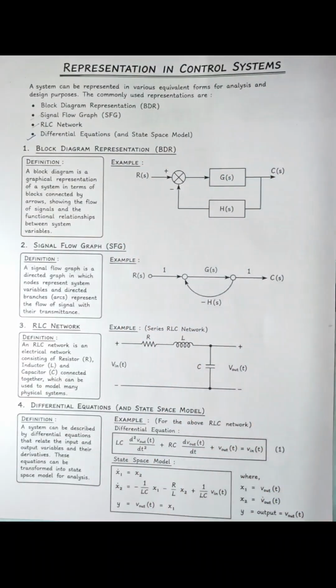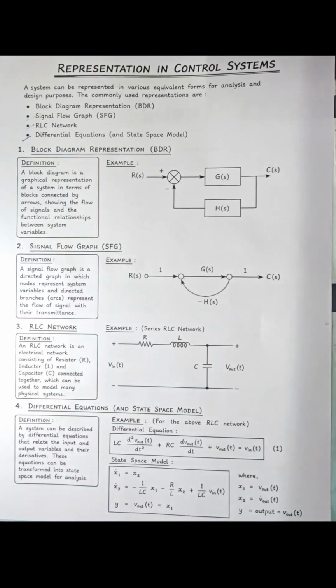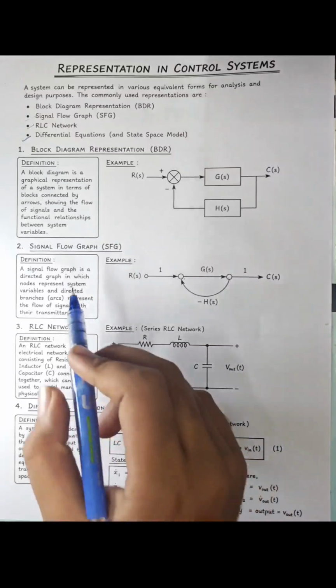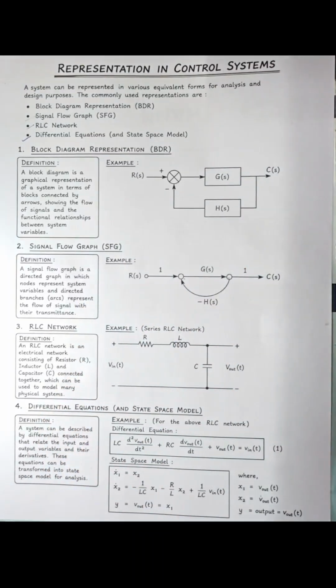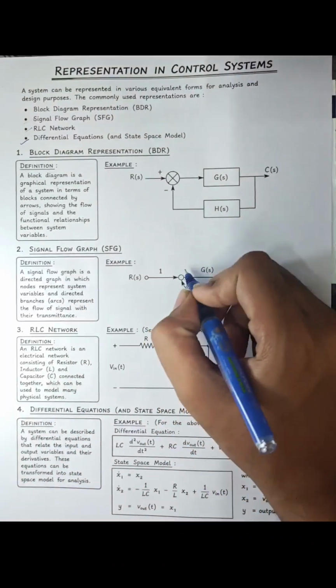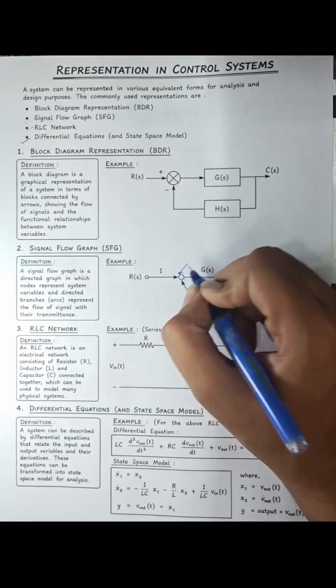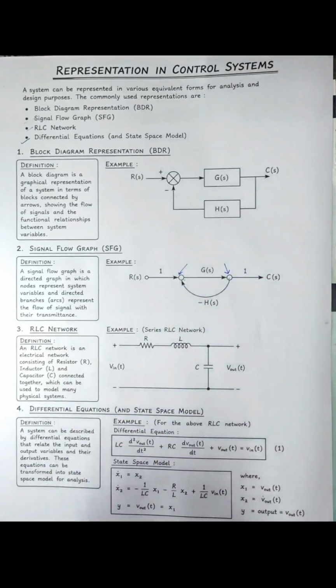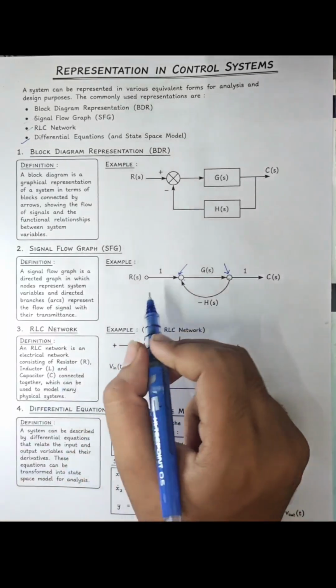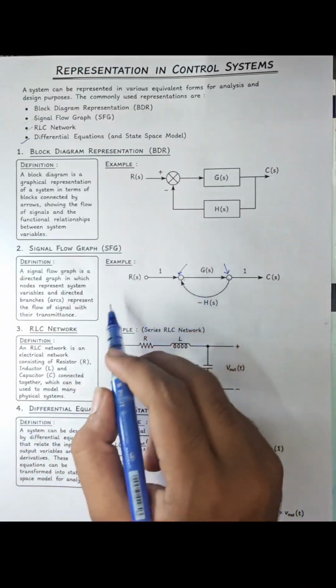A block diagram representation consists of a system shown in terms of blocks. The block shows the gain and the relationship between the variables. So now we go to the signal flow graph. A signal flow graph is a directed graph in which nodes are represented as variables. So these nodes are variables, and directed branches represent the flow of data.